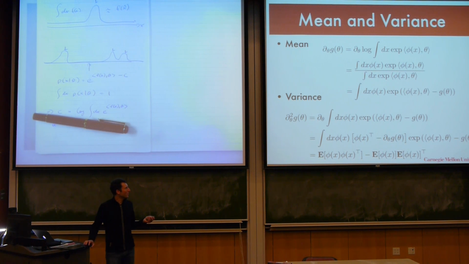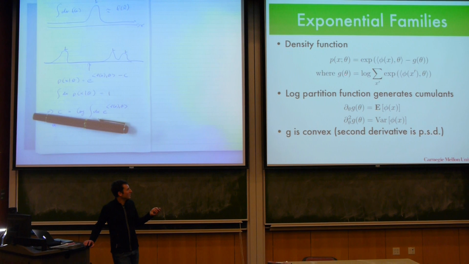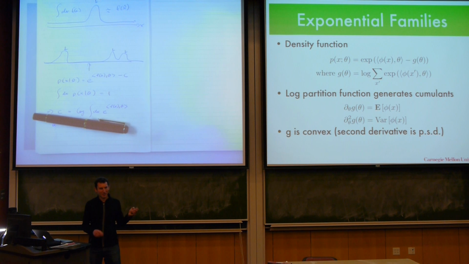So, more to the point, this function g actually turns out to be the Fenchel-Legendre dual of the entropy. And if you know this, you can actually write a nice paper about an efficient algorithm.